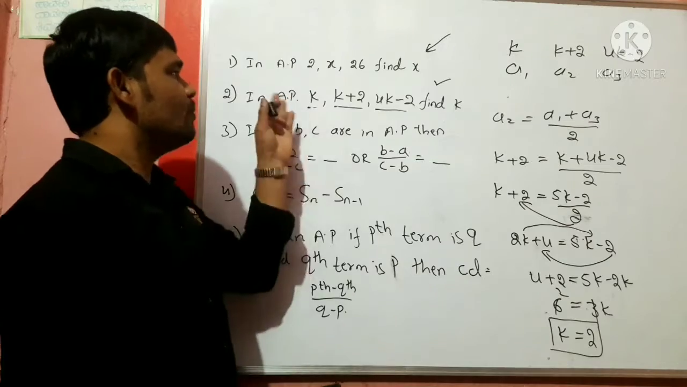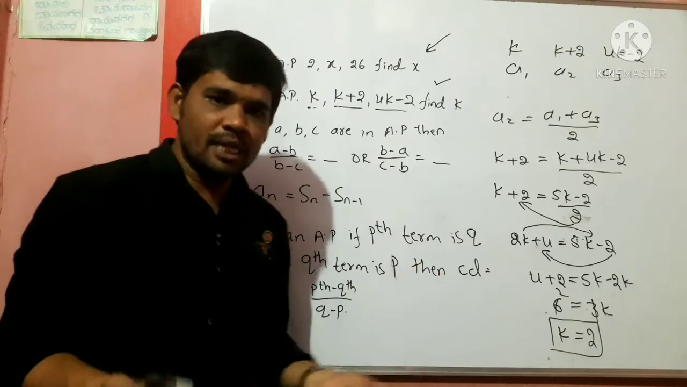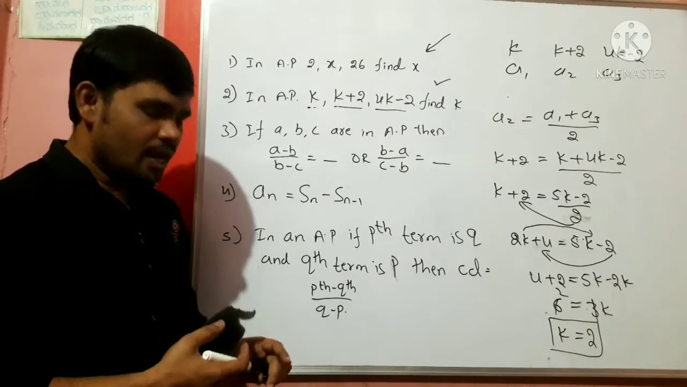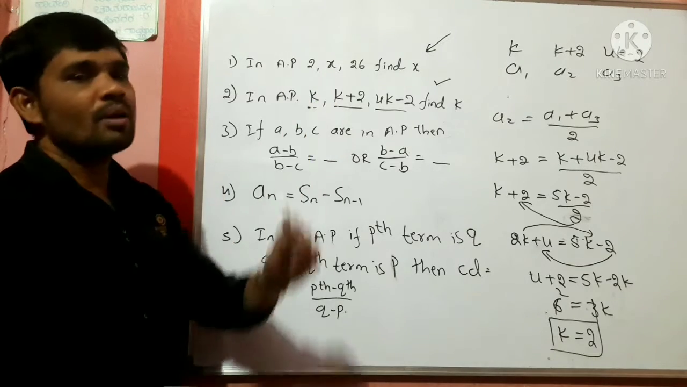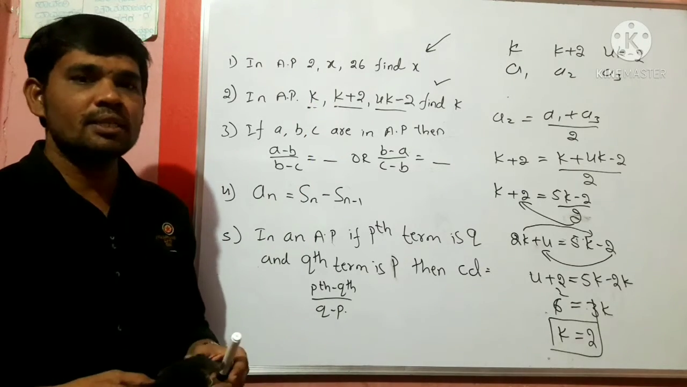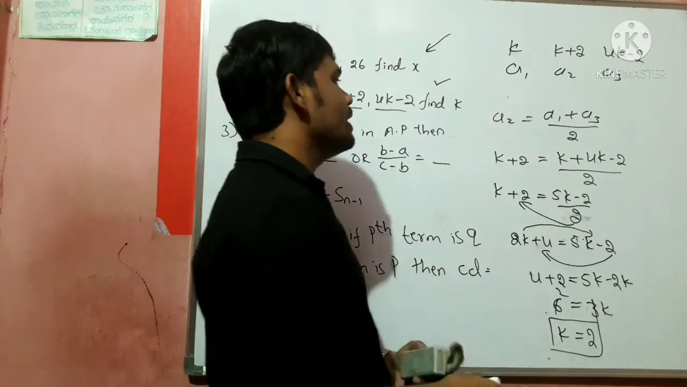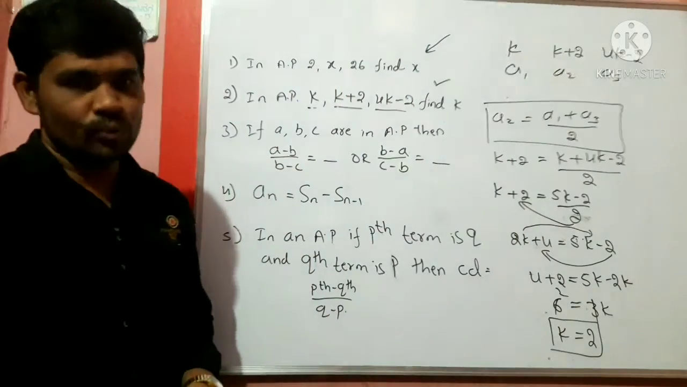Like that they will give different things there. If three terms are in AP, find the value of K. If three terms are in AP, find the value of x. Like that they will give the three terms and ask for the unknown value in the AP, or else ask you to find the middle term of the AP. Questions like these are asked in your exam. So for that, use this formula: A2 is always equal to A1 plus A3 divided by 2.